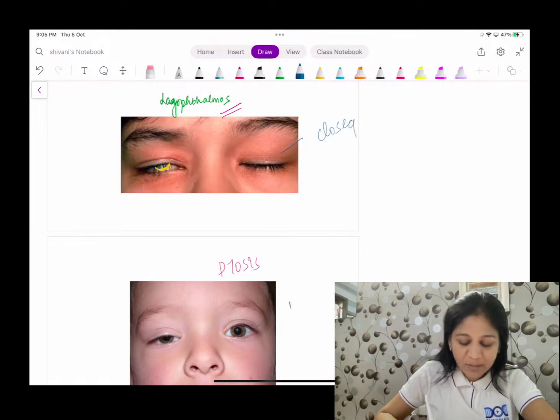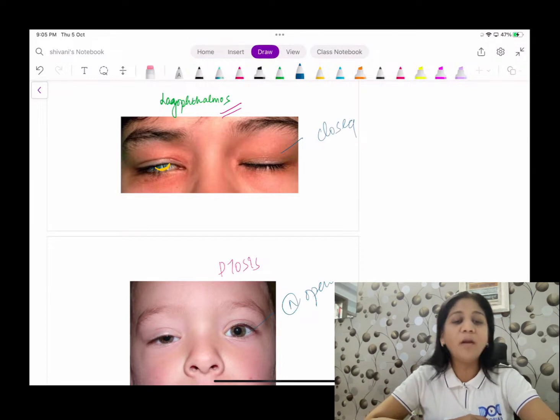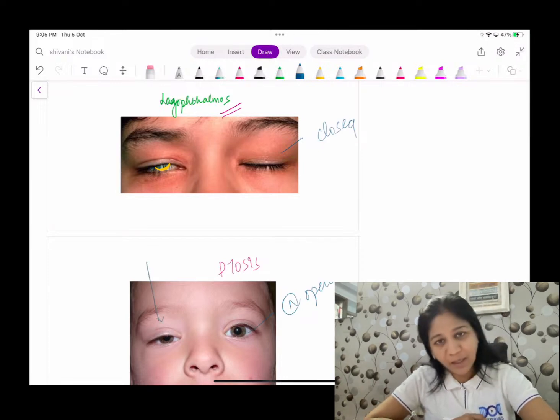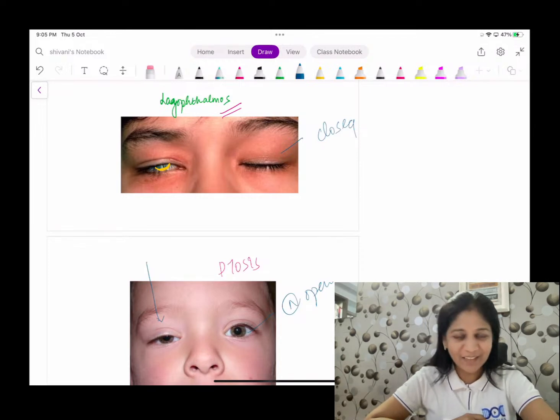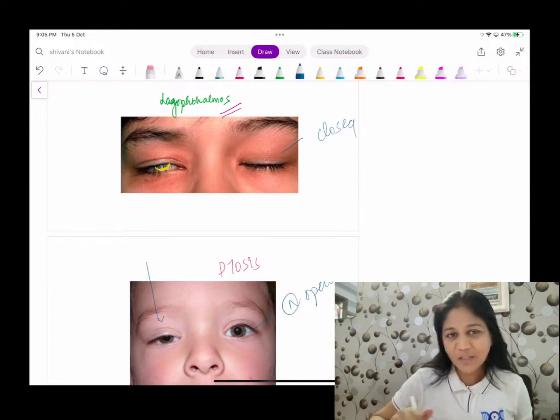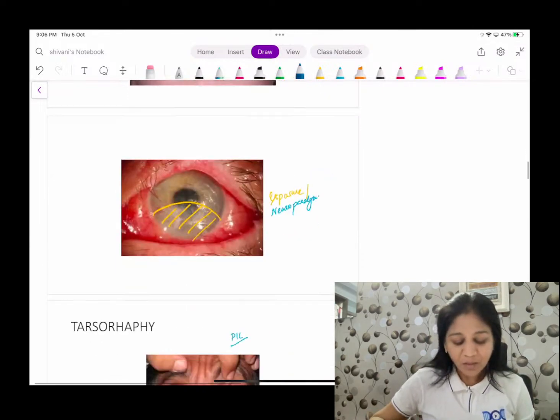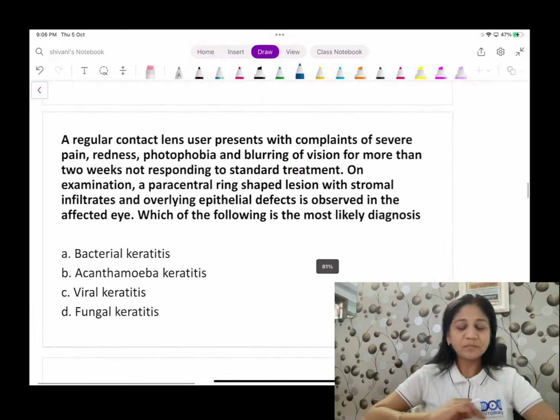If the normal eye is open and the other eye is not able to open completely, this will be ptosis. Okay, I hope these two findings are clear. So there are so many picture questions related to this topic and a very beautiful integrated question with ENT. Now let's move on to the second question.